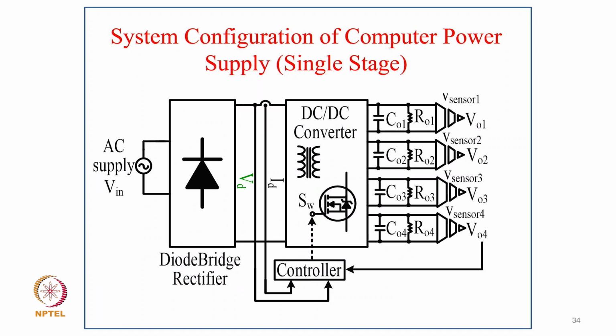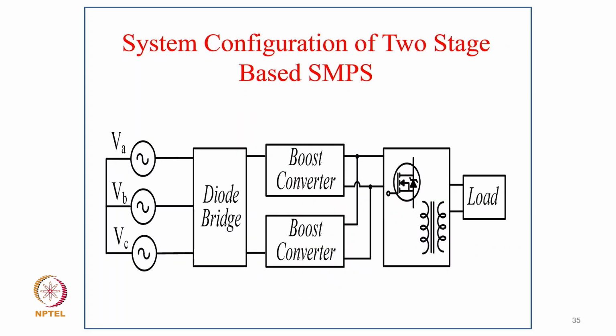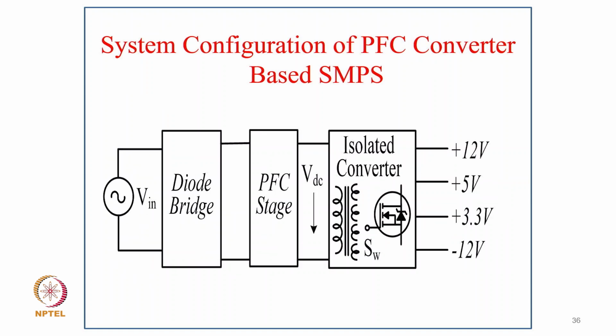Coming to the system configuration for the computer power supply here, we have a single phase AC mains, then a diode rectifier, and for this, in the single stage configuration, we have an isolated DC-DC converter with multiple output voltages, and then with proper feedback we control this single phase isolated DC-DC converter. Or we can have a 3-phase diode bridge rectifier, then a boost converter to regulate the DC, and then an isolated DC-DC converter. So there are many configurations. This is for the 2-stage configuration, and that was the single stage configuration.